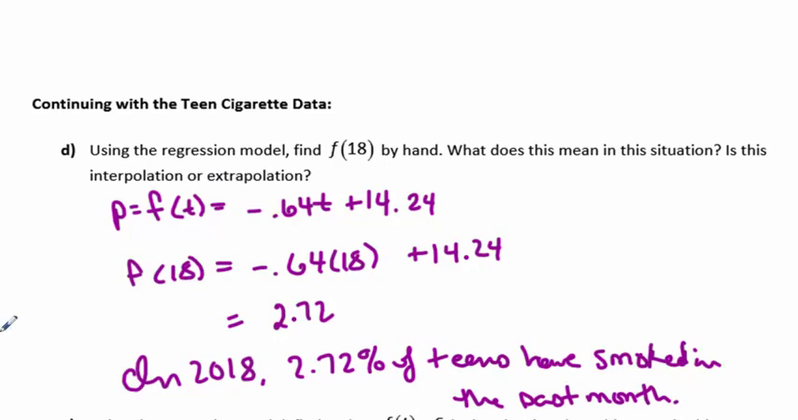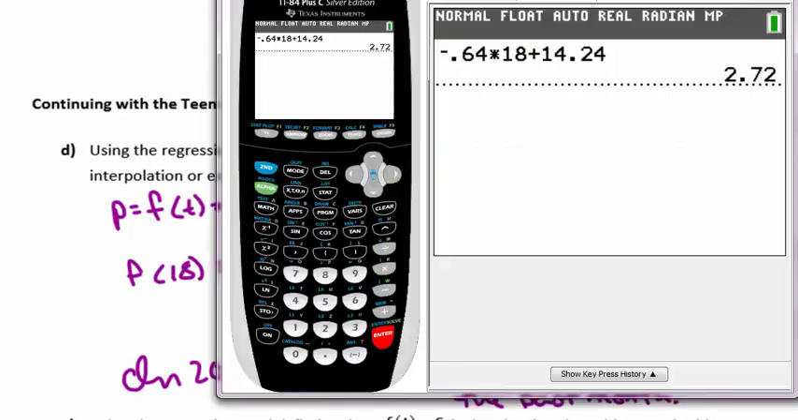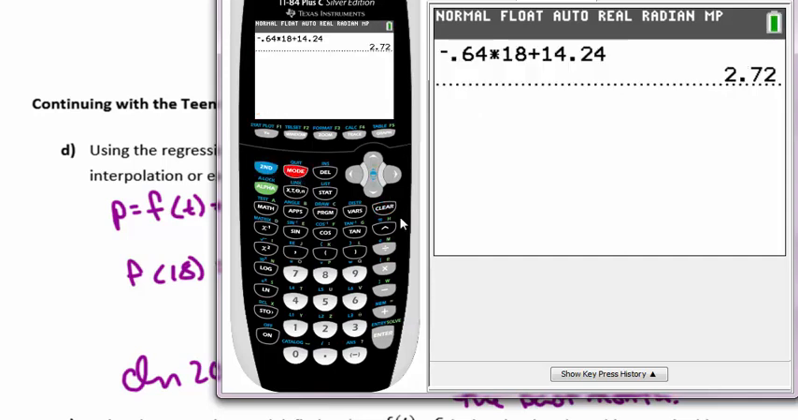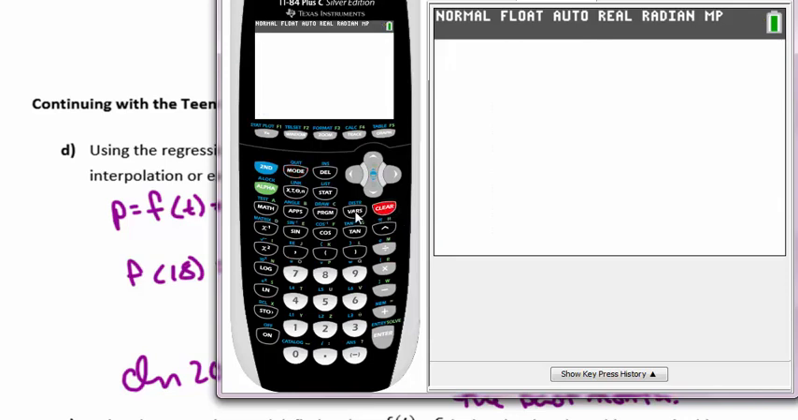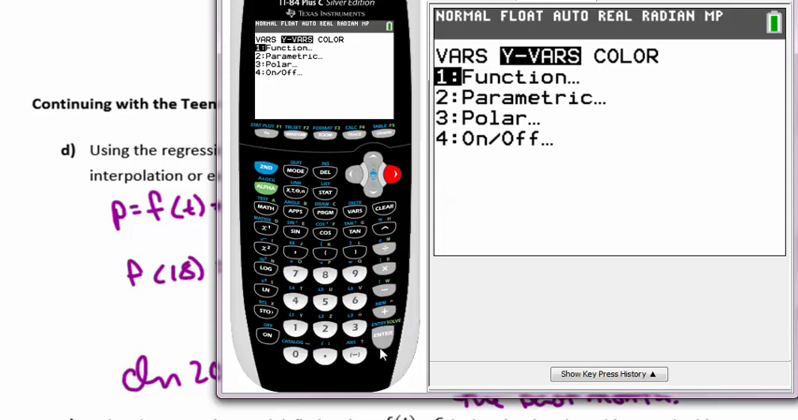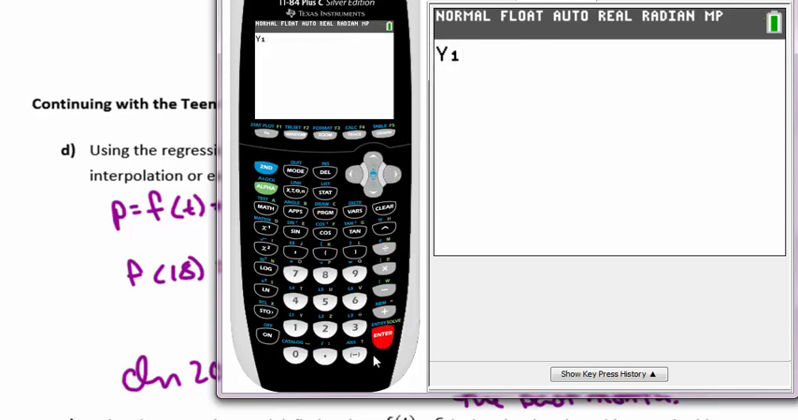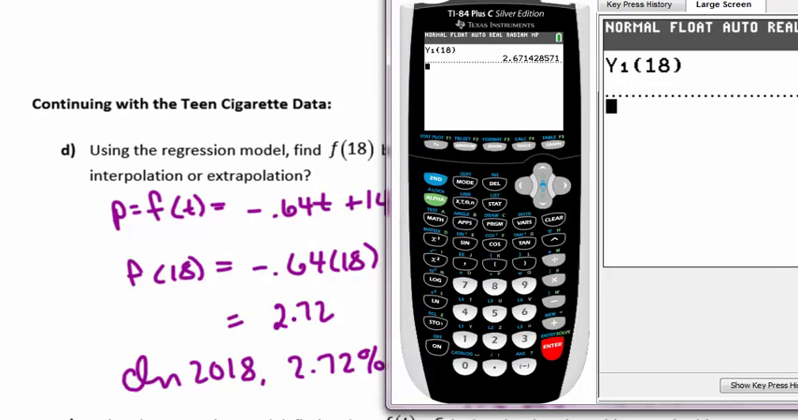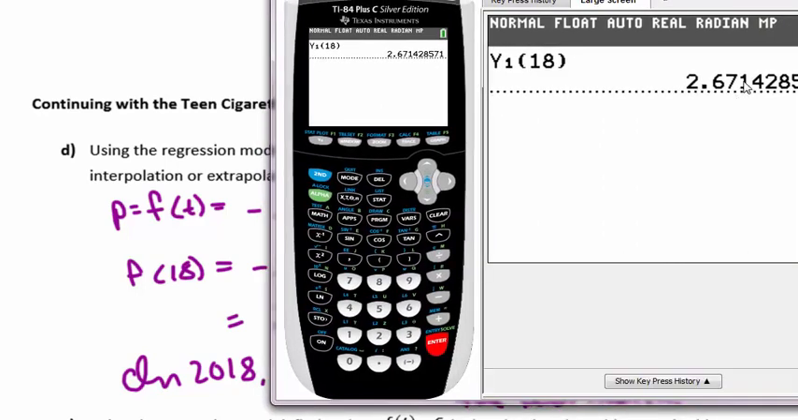Okay, the difference between doing this by hand and by calculator. I can do this on calculator if the equation is already in your y equals menu, which it is because I put that there in my regression. If not, you can type it in yourself. What you can do then is go back to the home screen. Remember how to get to that vars menu. You can go to vars, yvars, function, y1. That's one way to get that y1 right there. y1 is a function, so if I use function notation, y1 of 18 is going to plug 18 into my function, and I get 2.7.